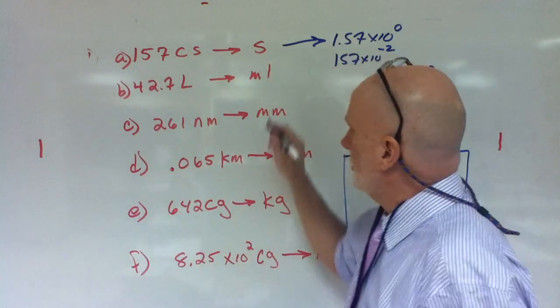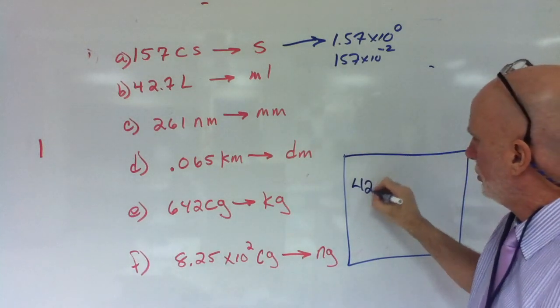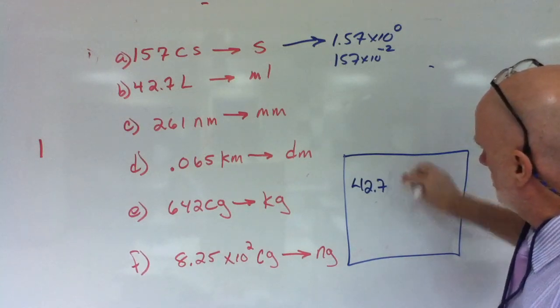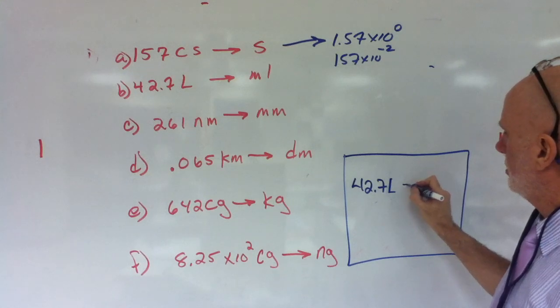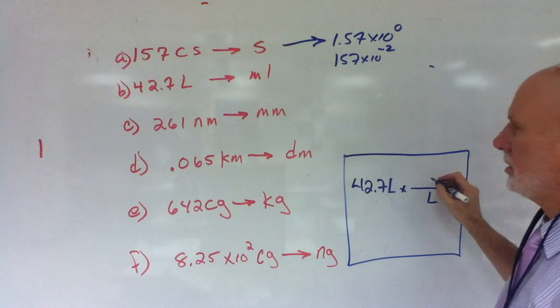Okay. So this one is going to be 42.7 liters times liters to milliliters.